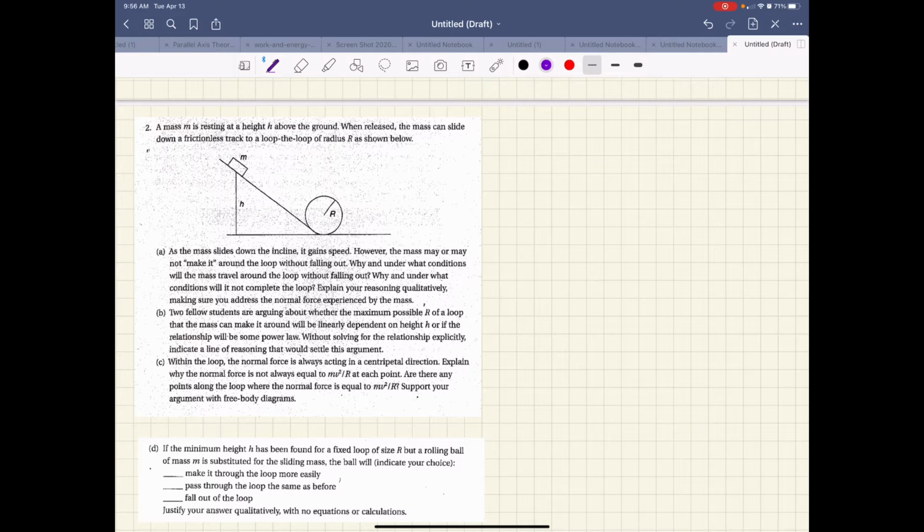However, the mass may or may not make it around the loop without falling out. Why and under what conditions will the mass travel around the loop without falling out? Why and under what conditions will it not do the loop? Explain your reasoning qualitatively, and make sure you address the normal force experienced by the mass.